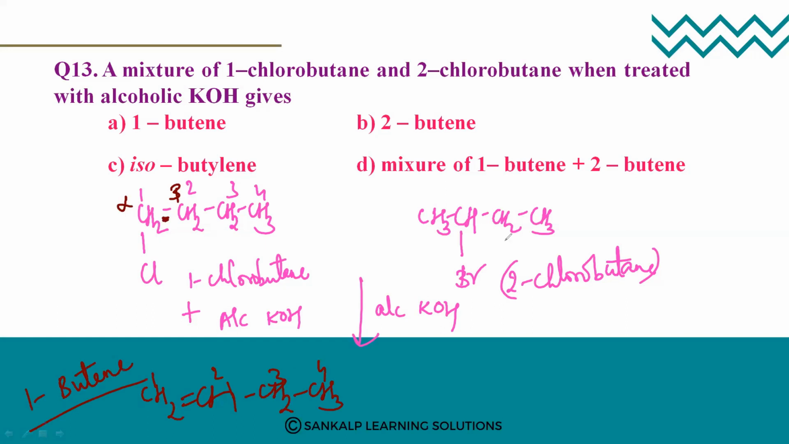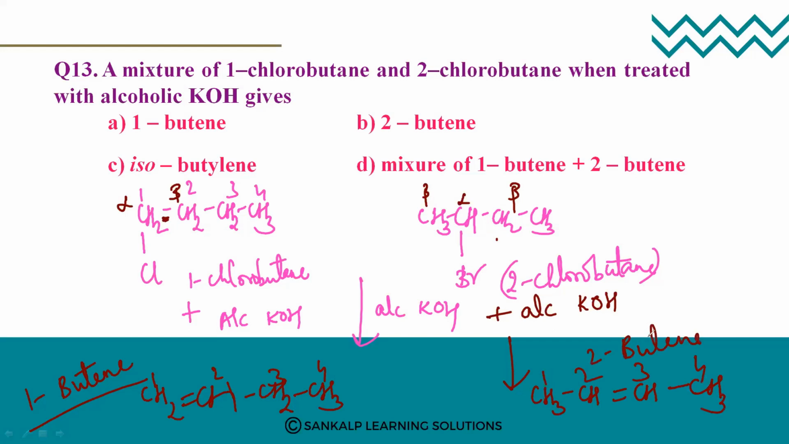Okay, it is 1-butene. Then this, when you treat it with alcoholic KOH, what do you obtain? So again here, this is alpha carbon, this is beta, this is beta. But according to Saytzeff rule, the double bond will be formed between the carbons which have fewer hydrogen atoms, so the highly substituted alkene will be formed. So it will be CH3, CH, double bond CH and CH3. So this is 1, 2, 3, 4. So it is 2-butene.